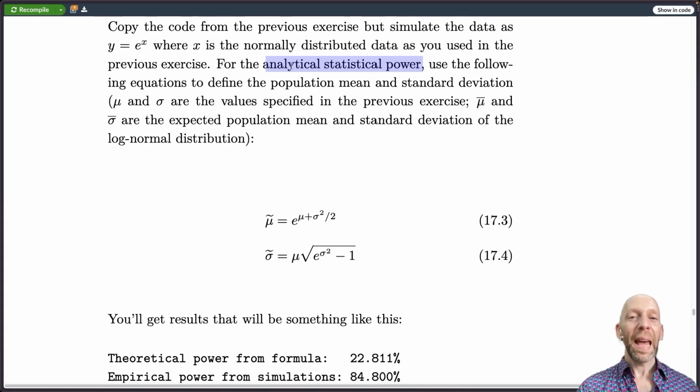Okay, so when computing analytical statistical power, use these equations. The population expected mean, I call this mu tilde here, is e to the mu, where mu is 0.8, and sigma squared, where sigma is 1.8. These are the parameters from the previous exercise. And then here's the population value for sigma. Okay, so I'm going to discuss what the outcome is going to be and why the outcome makes no sense whatsoever. But first, I will show you the code.